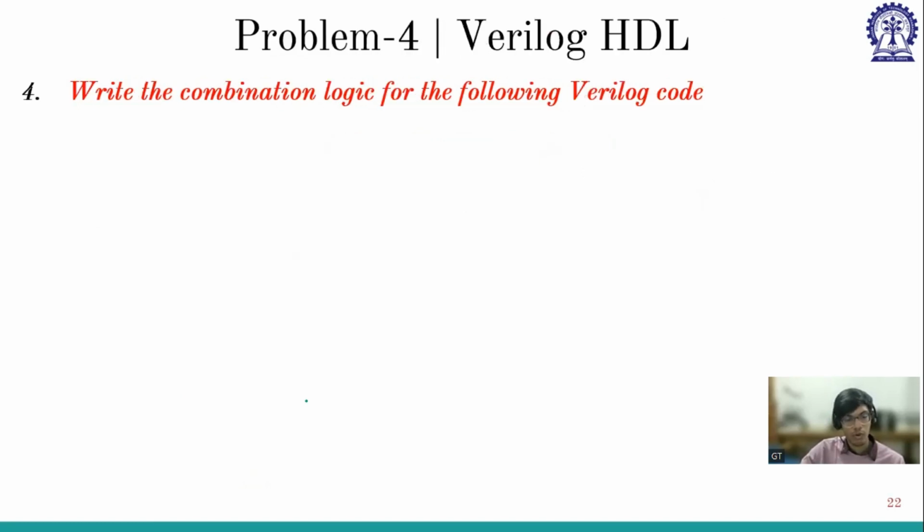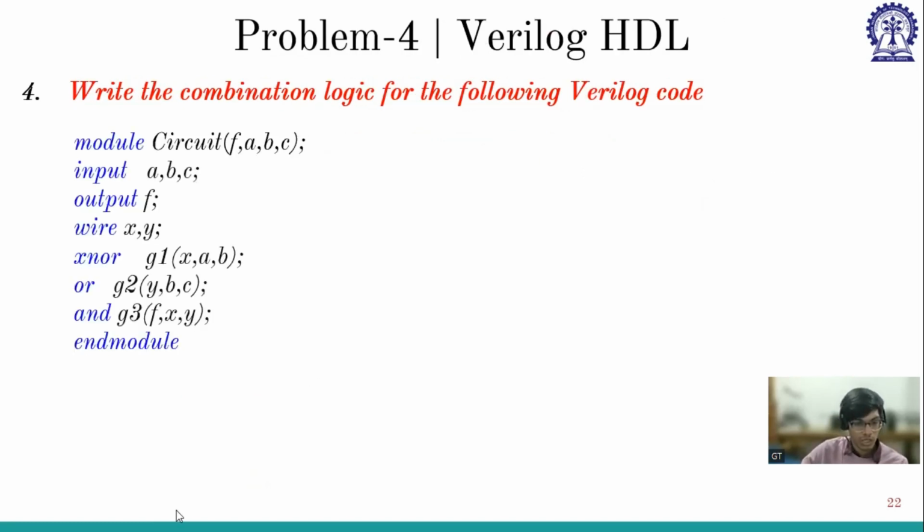And in problem 4, I have asked the combinational logic for this. So if you go, it has a module, inputs are ABC, output is F. So this is the declaration. They are using 2 wires. The first wire is XNOR of AB. So let me draw with the black color. So this is XOR, and if I put a NOT, this becomes XNOR, which is X, and these are AB, this X, and there is a Y, OR of B and C. So there is an OR of B and C.